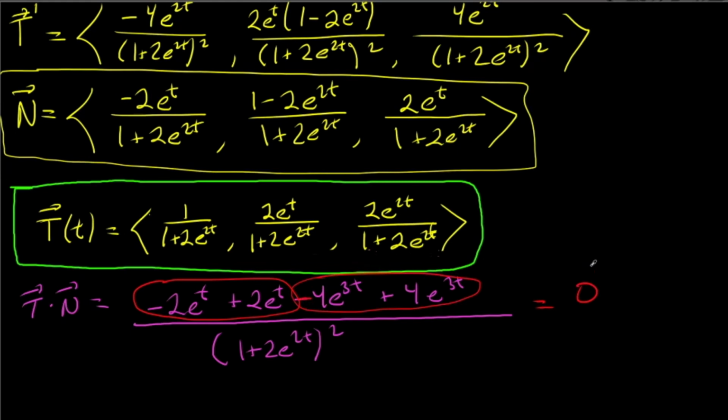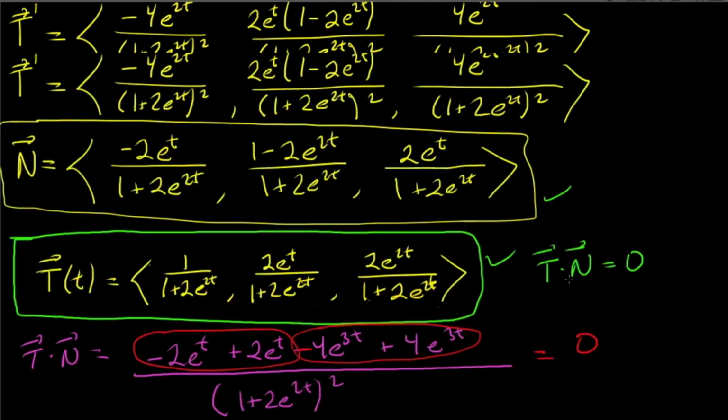Not as a vector, as a number. So at least that's a good indication we got it right, because the tangent vector and normal vector have to be orthogonal or perpendicular, or normal to each other. All right, let's just move on.